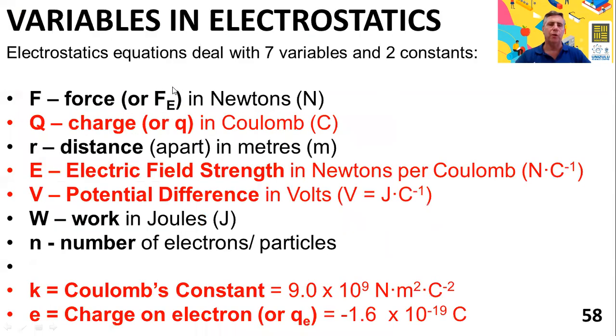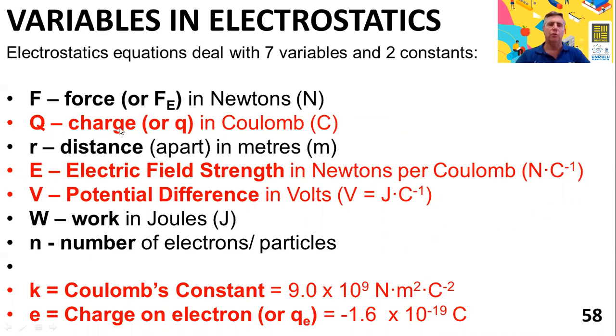Now, of course, this all starts with understanding the variables, and we're now on page 58 in your booklets, and we're looking particularly at electrostatics theory and equations. In the equations, we've got 7 variables and 2 constants. Now, there's some old friends which I've put in black, like force. It's often called Fe for the electrostatic force, is measured in newtons. But there are now some new variables that you might not be familiar with, which I've put in red.